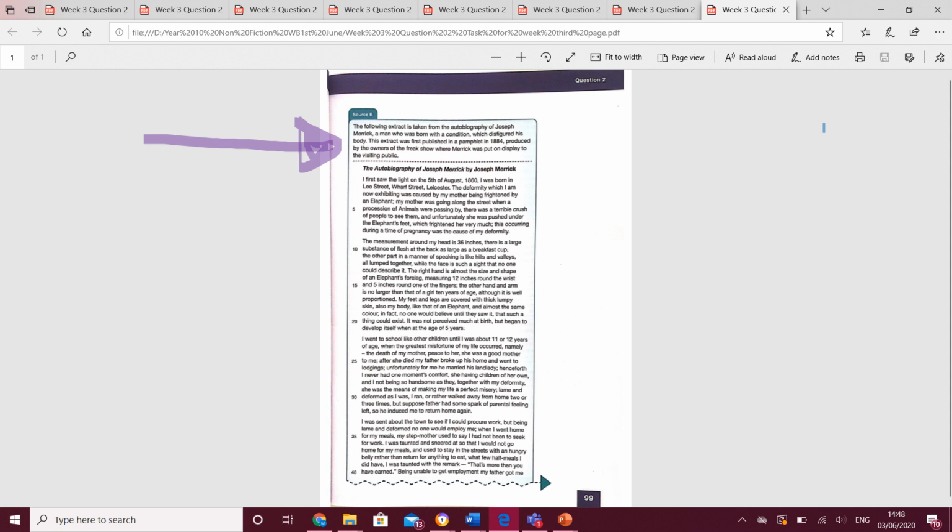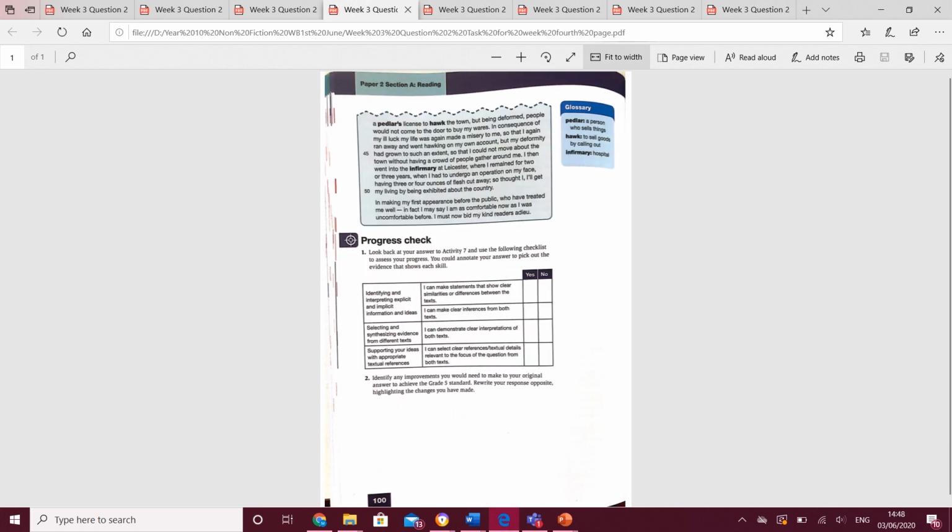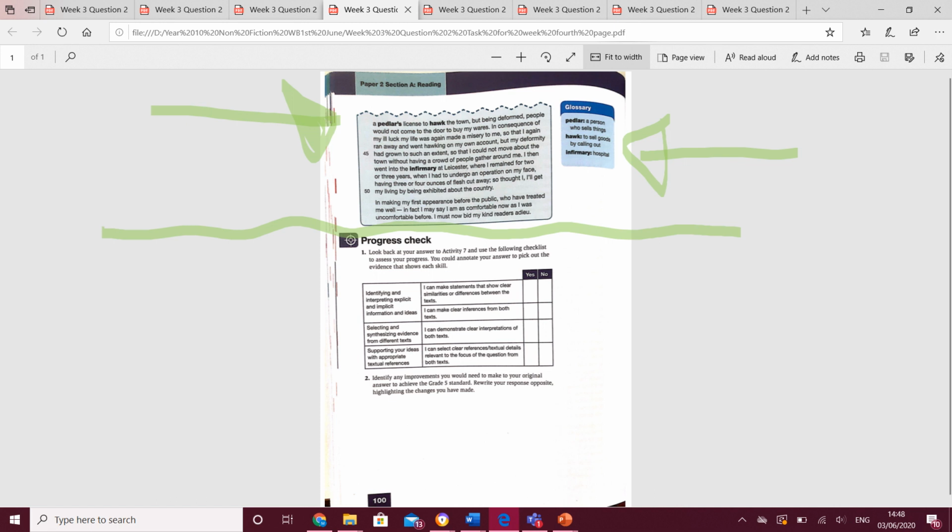One thing I do want to point out here is this wiggly line and the arrow here, okay? That means this extract hasn't finished. There is another page. And as you see on the next page, on page 100, this is where the extract finishes. Okay, please notice the glossary here for words that you are unsure of. So we would like you to read up to here, and then we would like you to complete the question.